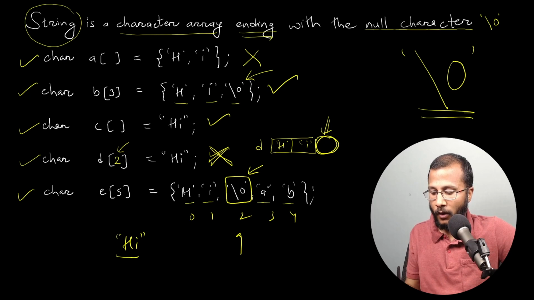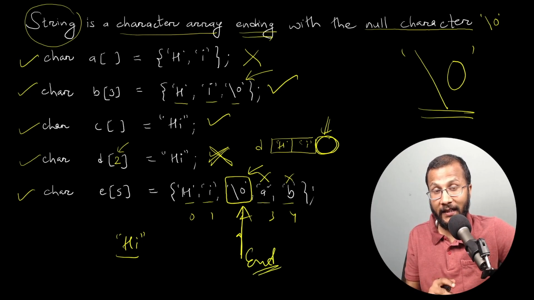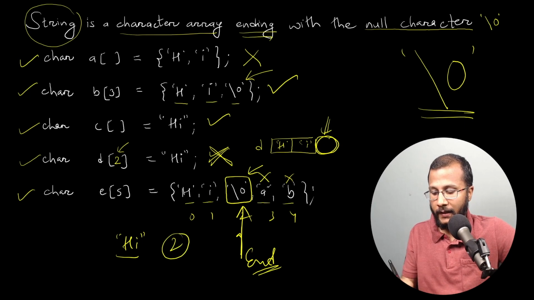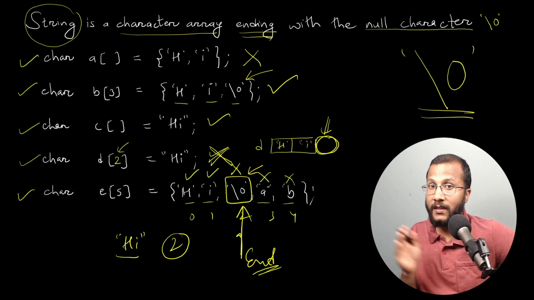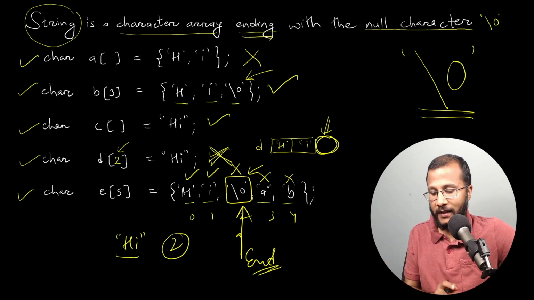I am not bothered about what is coming after the null character because this represents the end of my string. The length of this string is 2 because there are just 2 characters before the null character. Whenever I encounter the null character, I do not bother about what is there after it. So the length of this string E is 2 and this qualifies to be called a string.